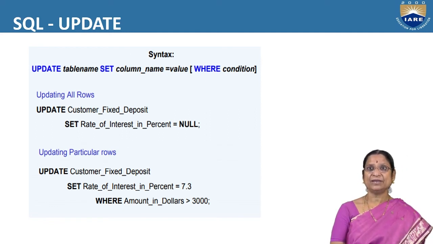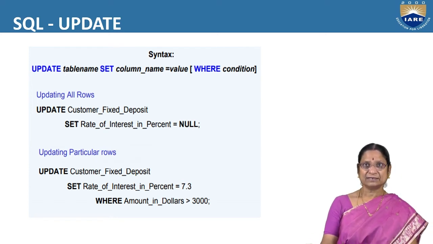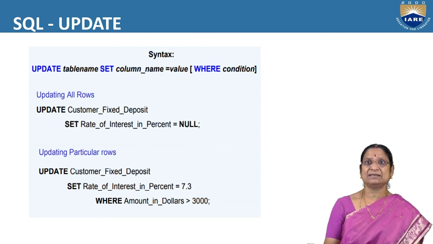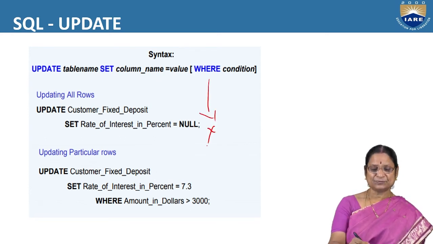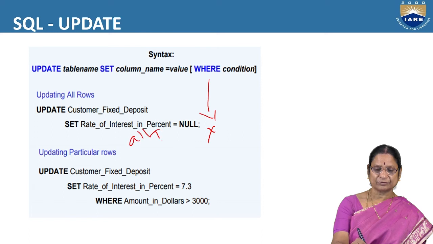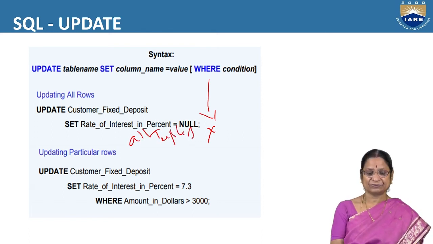So if you eliminate where, the updation is going to happen for all rows. If you are putting a where condition, only the rows satisfying the condition get updated. So: update customer fixed deposit table, set rate of interest in percent to null. We are not using any where condition here, so this updation is going to happen to all tuples.